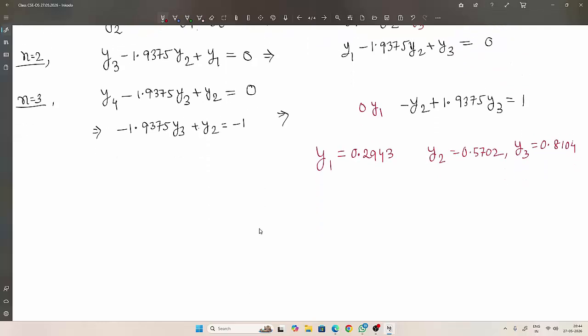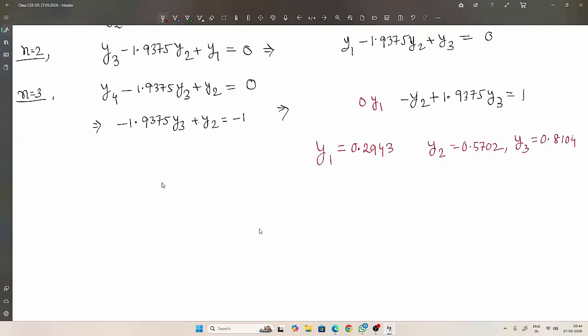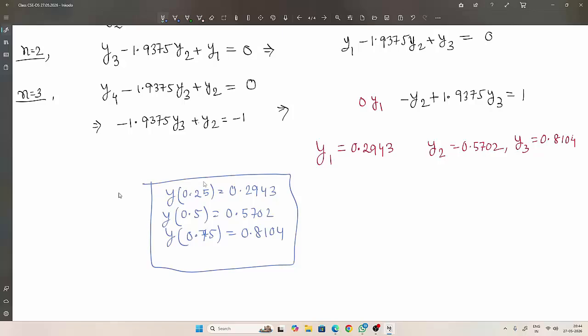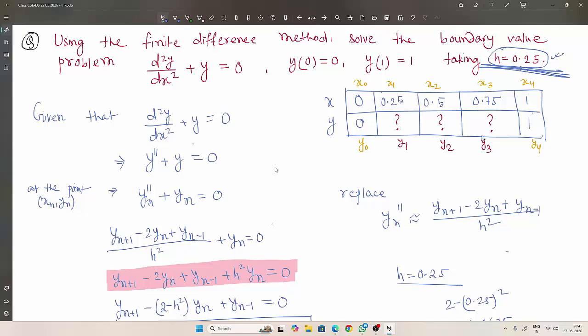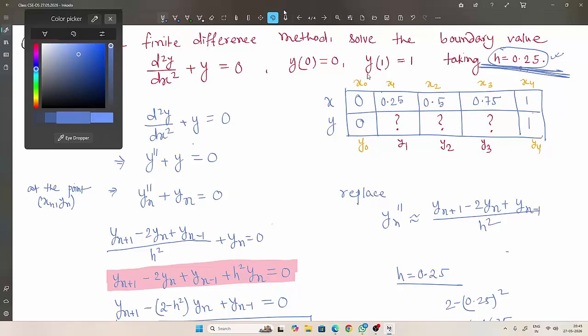So finally you have to write your answer like this at the intermediate points. So y at the point 0.25 is equal to 0.2943. Then y at the point 0.5 is equal to 0.5702 and y at the point 0.75 is equal to 0.8104. So you can write the answer like this, or you can write the answer by completing the above table also. You can just complete this above table.